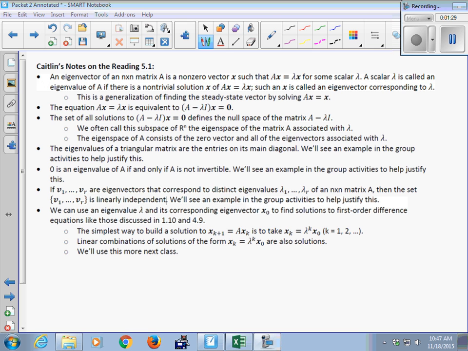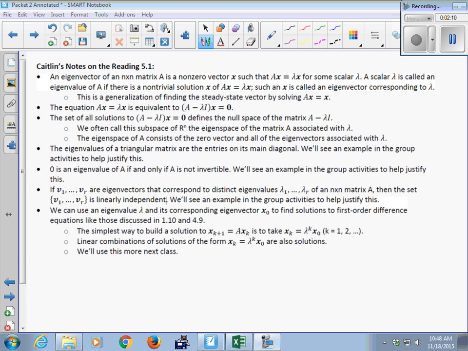Ax equals lambda x is equivalent to A minus lambda I times x equals 0. The set of solutions to that equation defines the null space of the matrix A minus lambda I, right? Because those are all the x's that when you multiply that matrix by them, you get 0. It's the definition of a null space. We often call that subspace the eigenspace. The eigenspace of A consists of the 0 vector and all the eigenvectors associated with lambda.